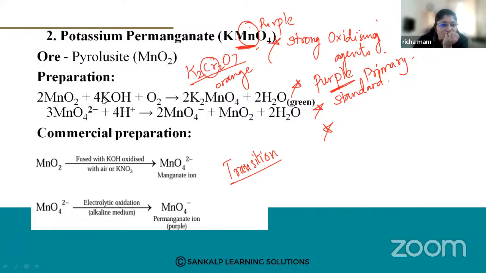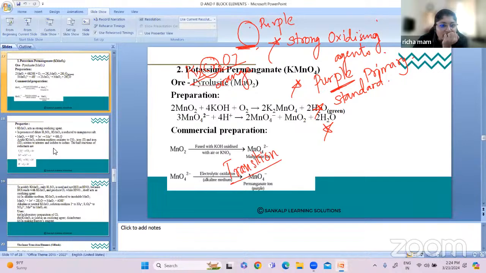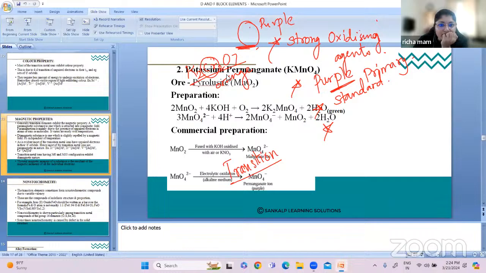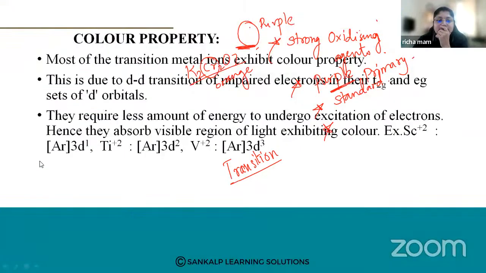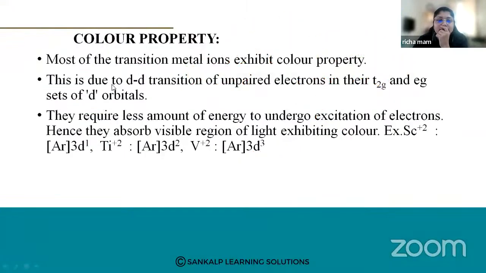If I want to show you where we have discussed. Okay, so it has that unique property of forming colored complexes, due to the presence of unpaired electrons.